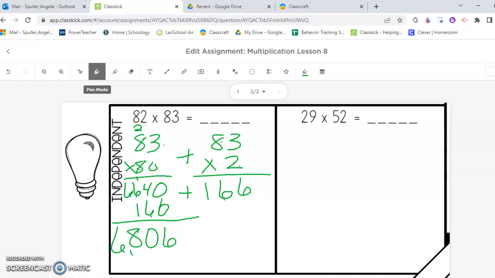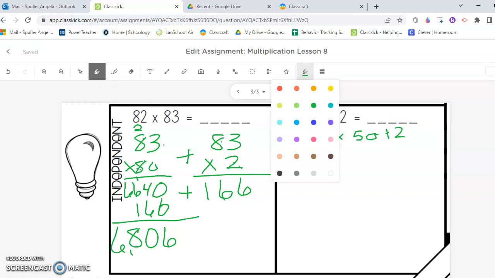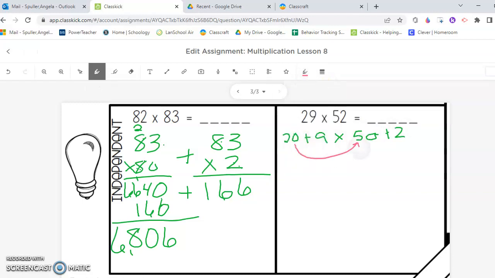Okay, let's try this next one. I'm going to break both of them apart. So I'm going to say 20 plus 9 times 50 plus 2. Okay, get our colors. So first, 20 times 50 equals 2 zeros, 1, 2, and then 10. All right, then we have 20 times 2 is going to get me 40.